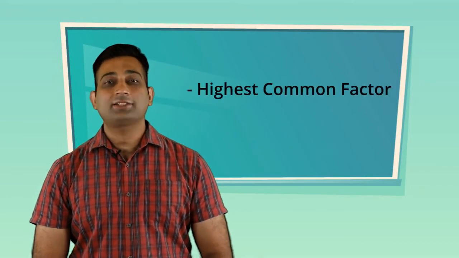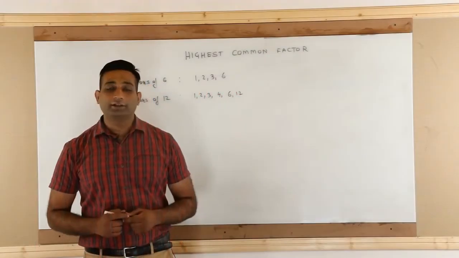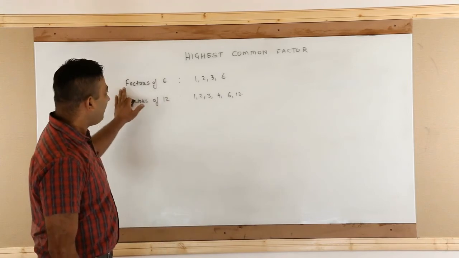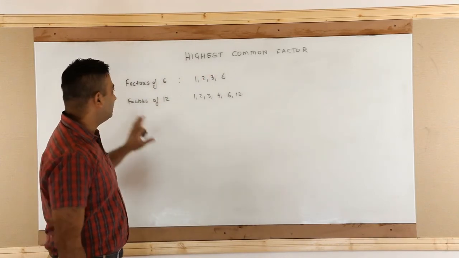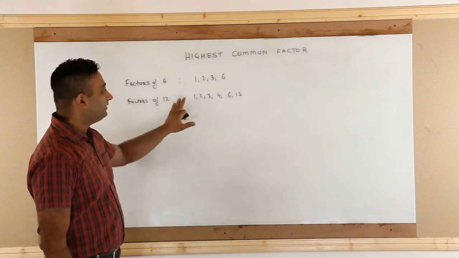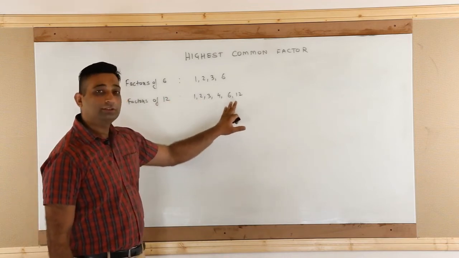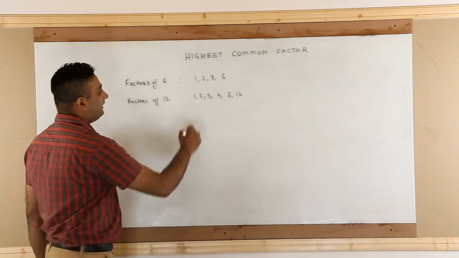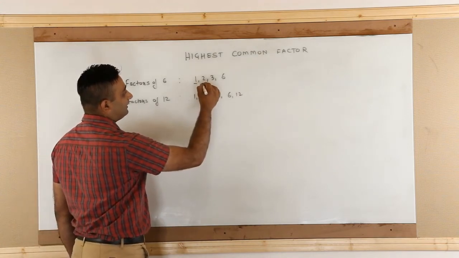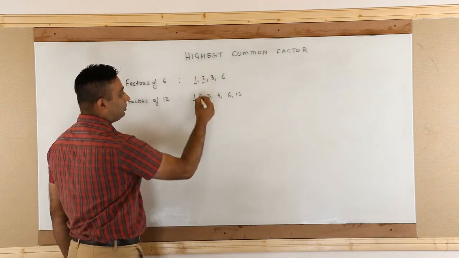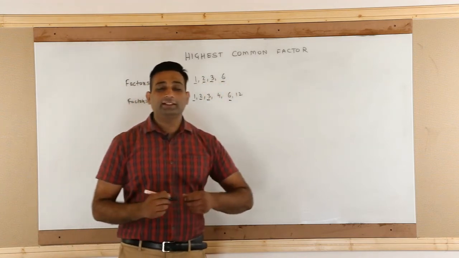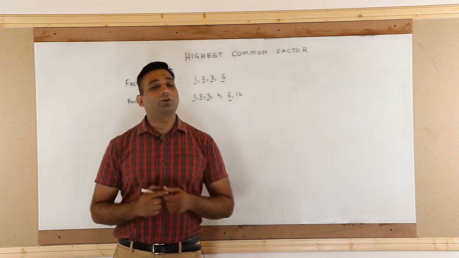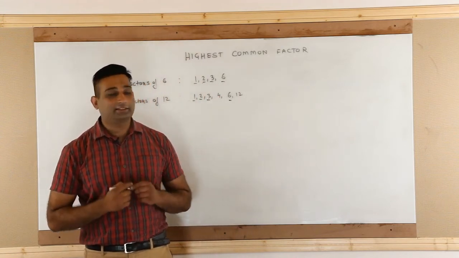Dear students, now let us discuss the highest common factor. We know that the factors of 6 are 1, 2, 3 and 6, and the factors of 12 are 1, 2, 3, 4, 6 and 12. There are some common factors. Those are 1, 2, 3 and 6. We can easily see that the highest of these common factors is 6.